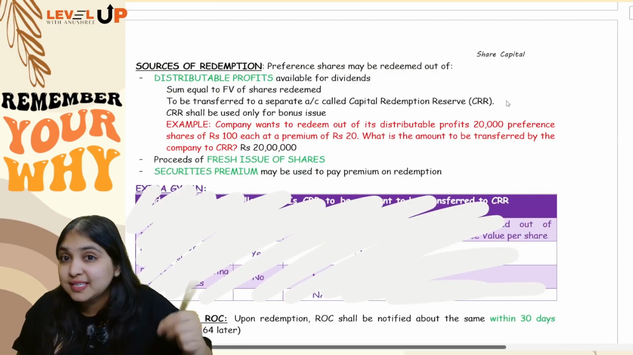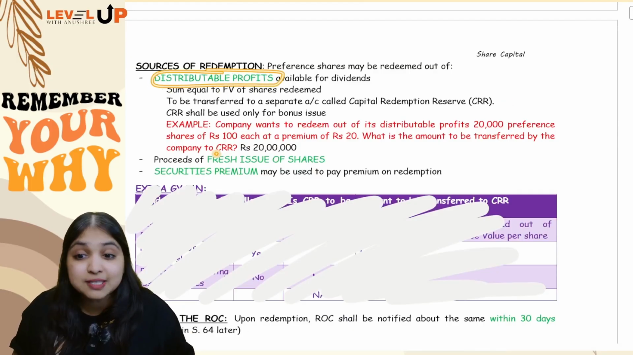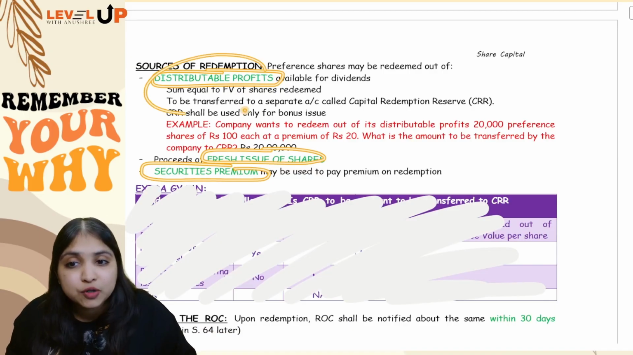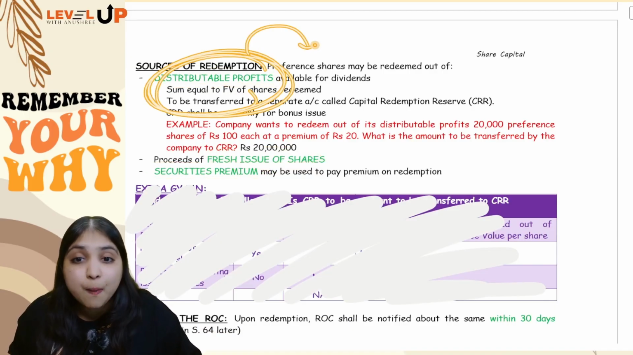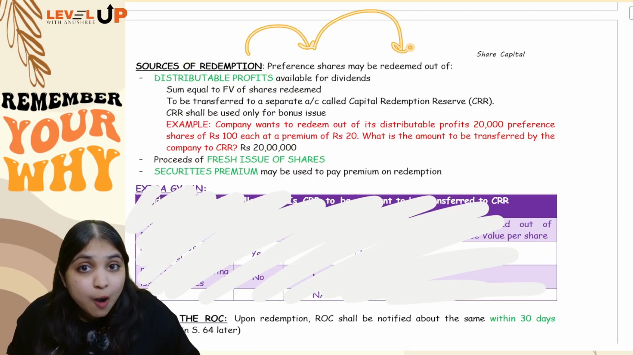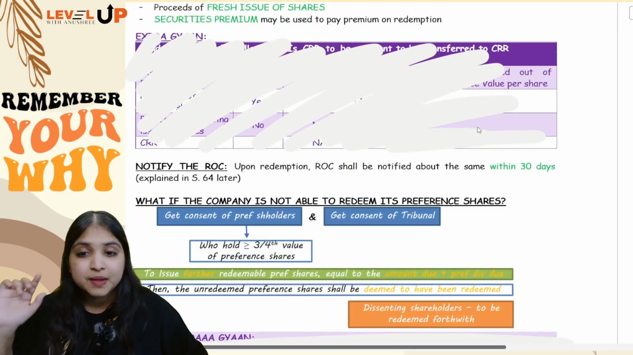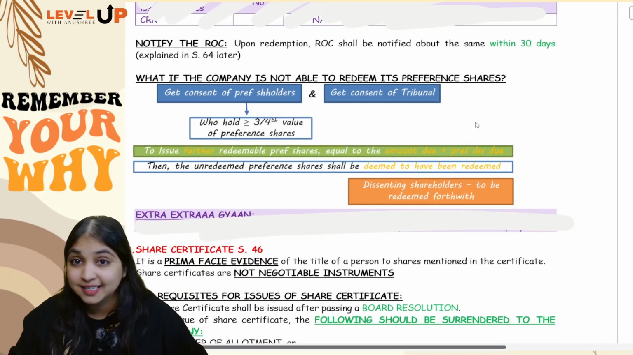To redeem preference shares, company can take money out of distributable profits or proceeds of fresh issue of shares or from securities premium account. But if you take money from distributable profits, we will see how much money you took. Using that much money, how many shares you redeemed, that many shares' face value will be transferred to CRR. And then company should inform ROC within 30 days after redemption.